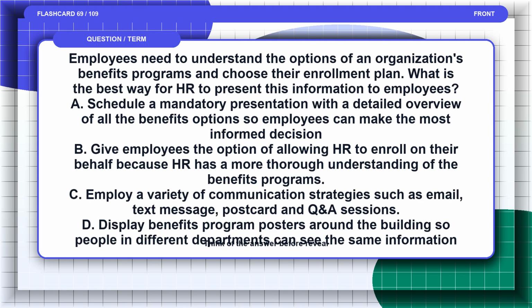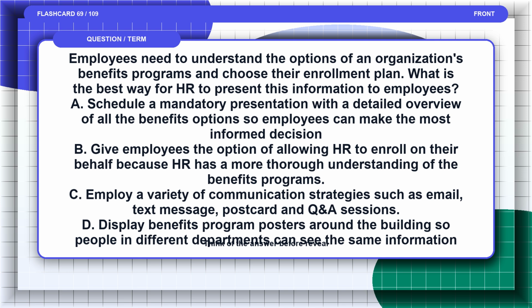Flashcard 69. Employees need to understand the options of an organization's benefits programs and choose their enrollment plan. What is the best way for HR to present this information to employees? A. Schedule a mandatory presentation with a detailed overview of all the benefits options so employees can make the most informed decision. B. Give employees the option of allowing HR to enroll on their behalf because HR has a more thorough understanding of the benefits programs.